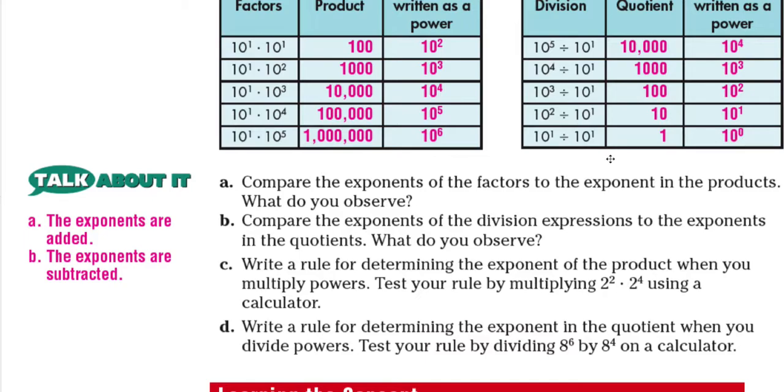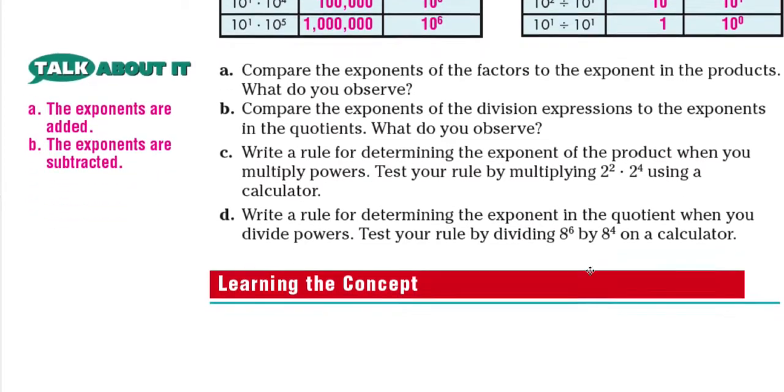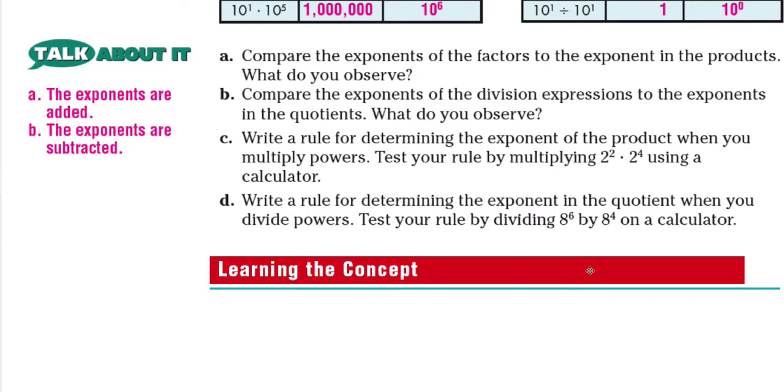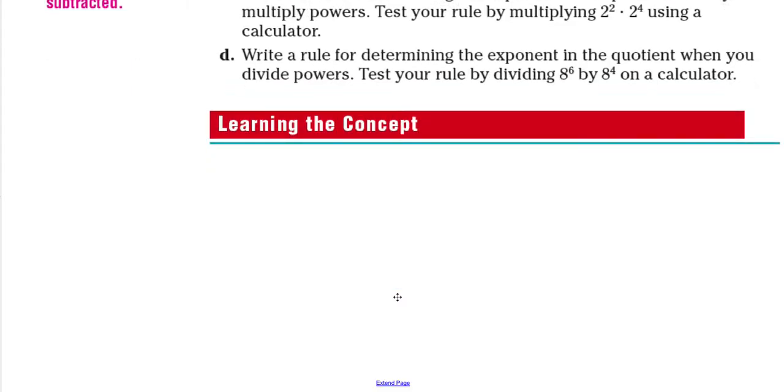So if we write a rule for determining the exponent of the product when you multiply powers, you're probably saying that you are going to add the exponents. And write a rule for determining the exponent of a quotient when you're dividing powers. You'll probably say that you are going to subtract the exponents. Okay, so let's put your rule into writing.